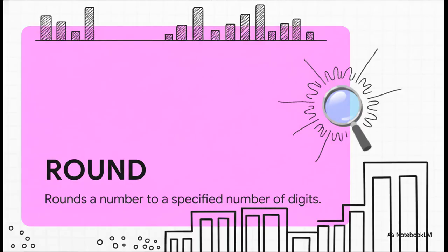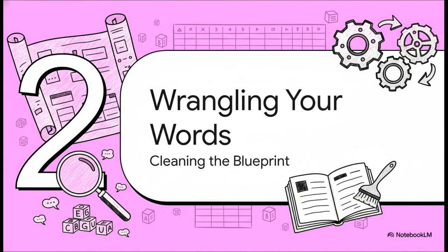And to finish our foundation, we have the round function. Just think of this as sanding the rough edges. It tidies up all those long, messy decimal places, making your financial reports look clean, professional, and way easier to read. Because hey, a true architect always values clean lines, right? All right, our numbers are solid.